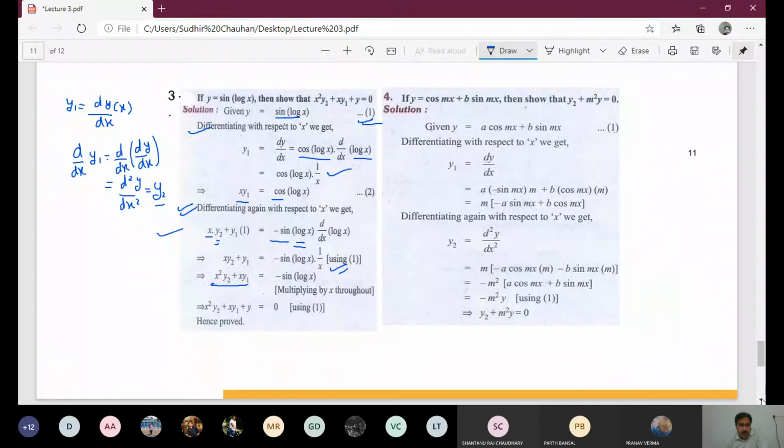So we can put the value of sine log x from 1, and it is equal to minus y. Now this minus y can be shifted to the left hand side. So it will be x square y2 plus x y1 plus y is equal to 0. So that is the proof of how we can find this expression if y is equal to sine log x is given.